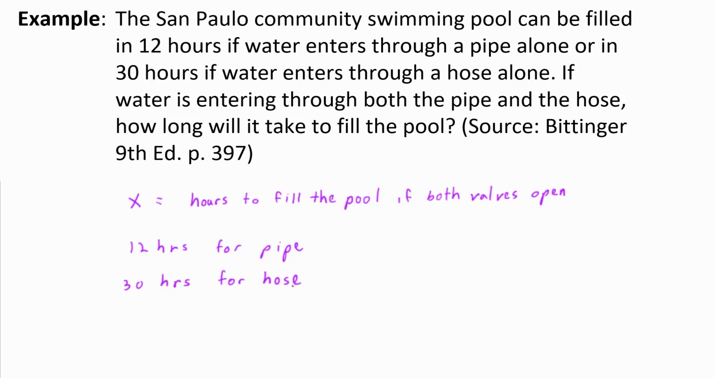What makes sense to do here? Does it make sense to take 30 plus 12? 42 hours, we're done. Now, why doesn't that make any sense at all? So if it only takes 12 hours for the pipe, is it going to take 42 hours if they're working together? If you have them both turned on?